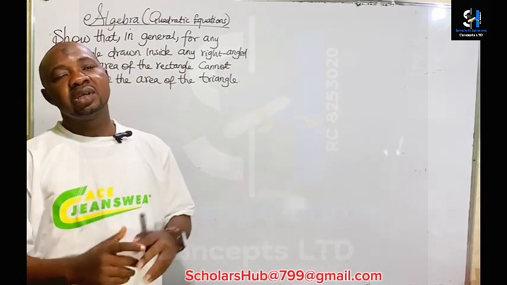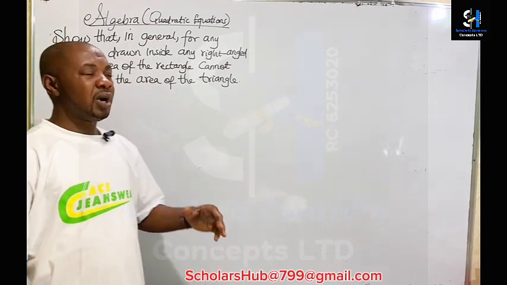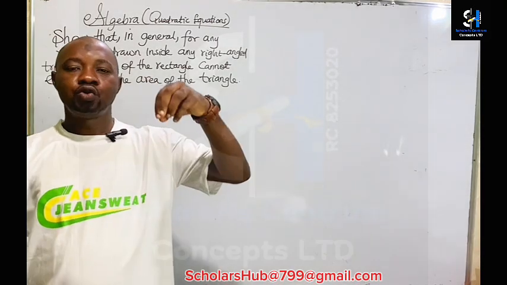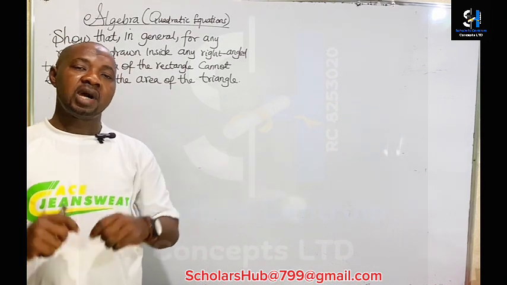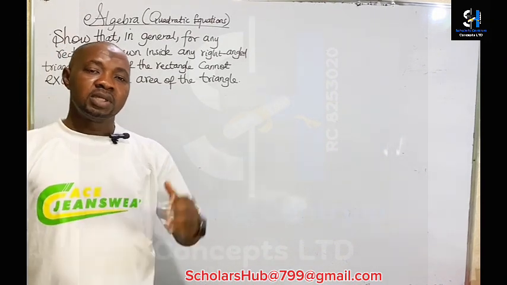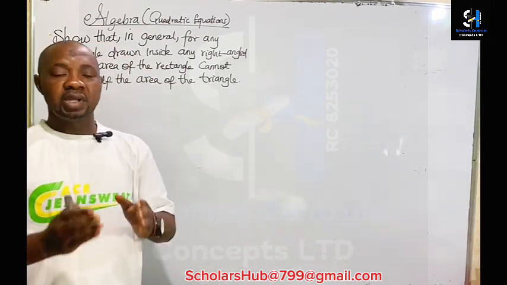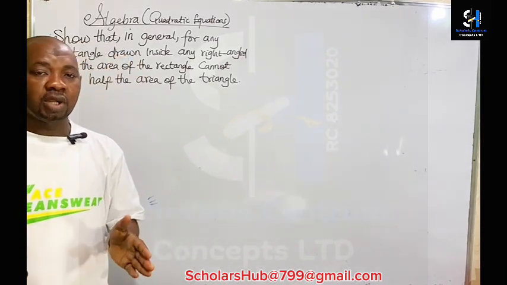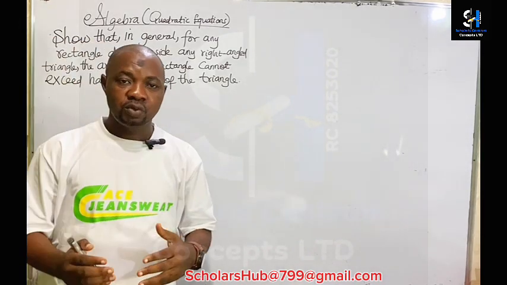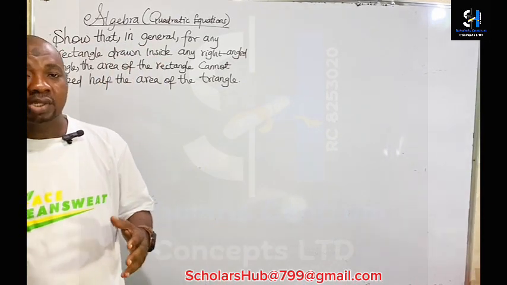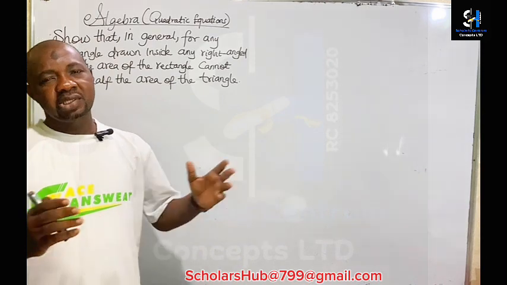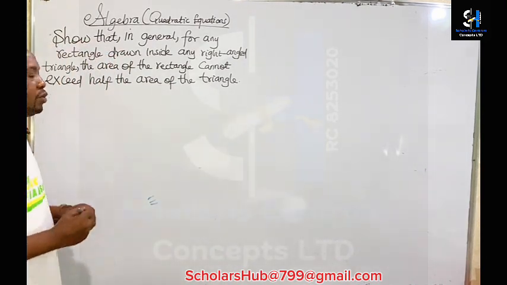But now let's see how we can prove why, for any rectangle drawn in a right angle triangle, the maximum area of the rectangle will not exceed the area of the triangle. We know that the area of a triangle can be measured as half times base times height. So let's see how this can be proved.